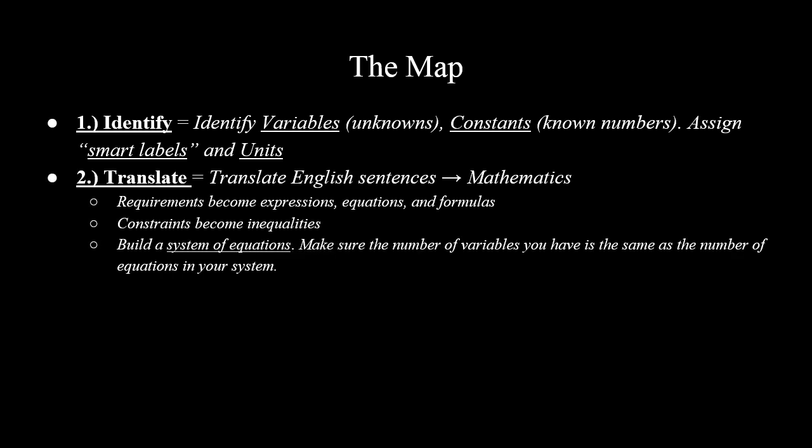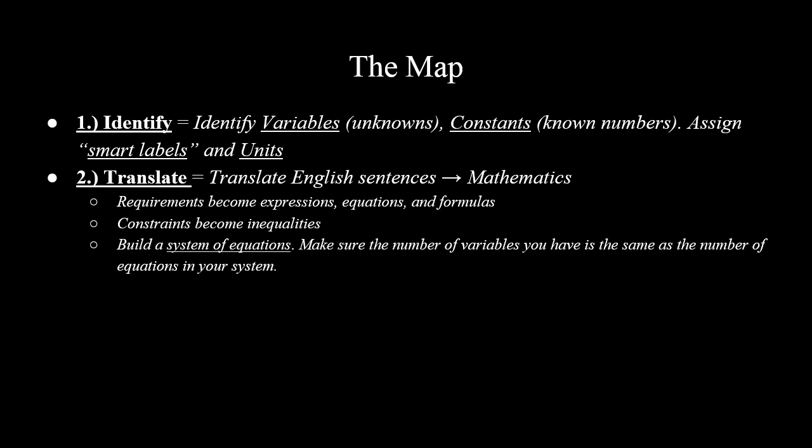The second step is to translate. And what are we translating? Well, we're translating English sentences to the language of mathematics. What does this mean? We're going to translate our requirements into expressions, equations, and formulas. Our constraints are going to become inequalities. And our main goal at this step is to build a system of equations.